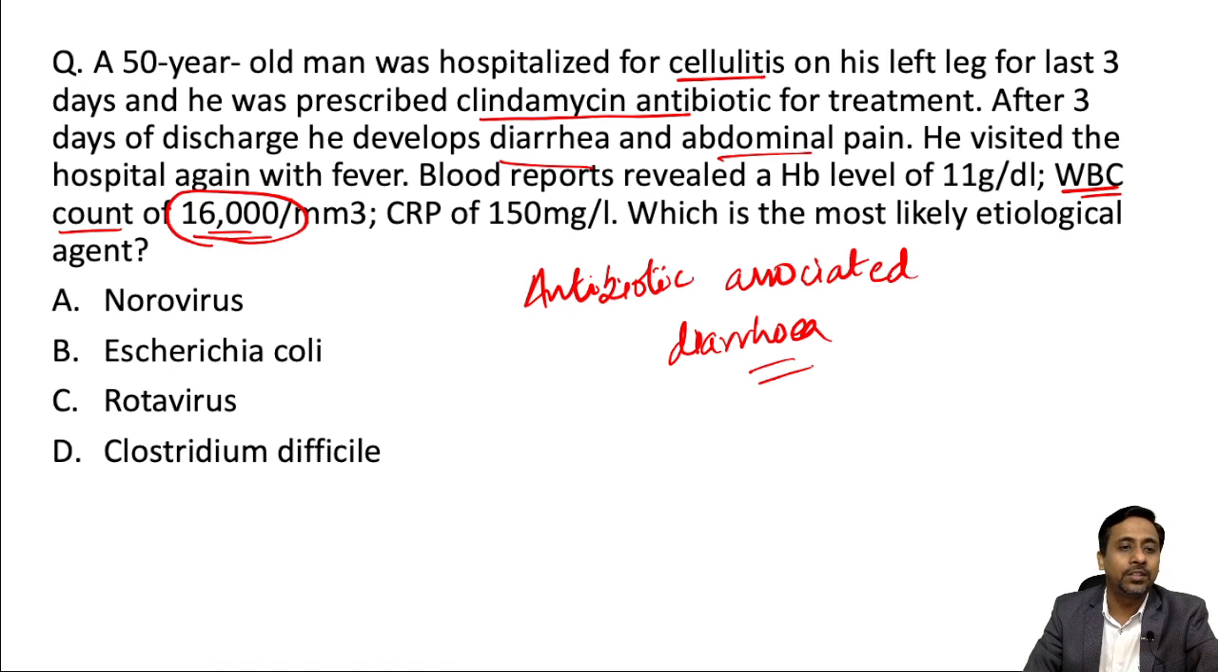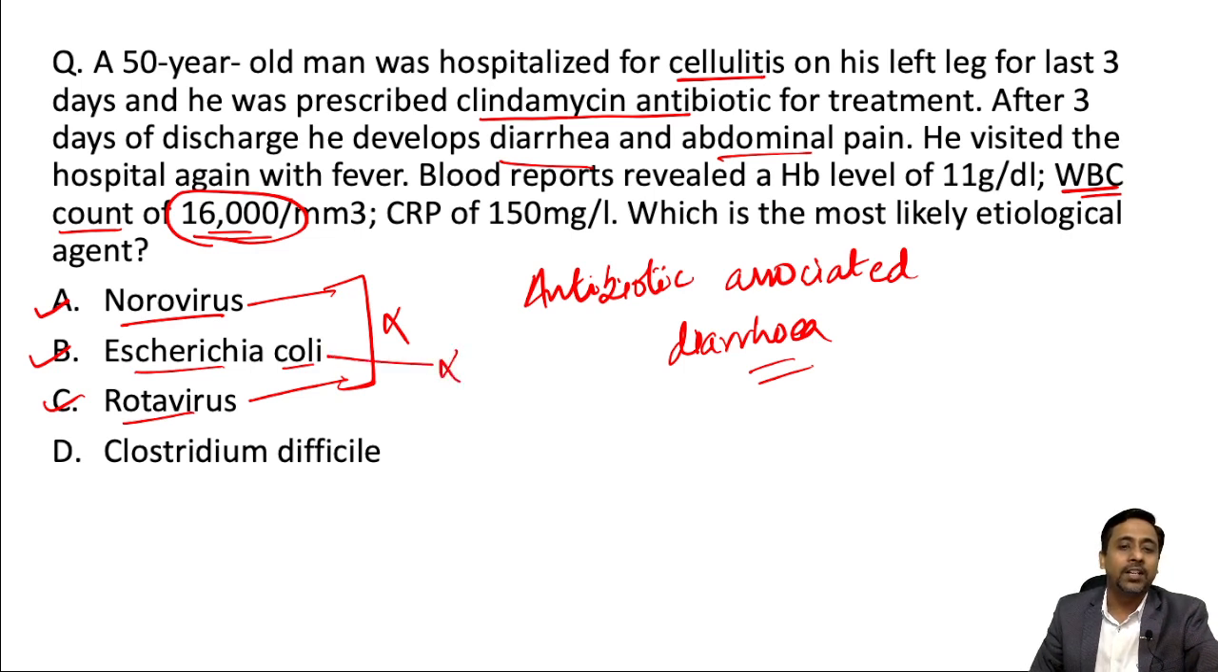For that, let's see the options. Option A, norovirus and rotavirus, are known to cause diarrhea, but they are not associated with antibiotic associated diarrhea, so these two are not correct. E. coli is also known to cause diarrhea, but again it is not associated with antibiotic intake. The only option is Clostridium difficile here. Obviously Clostridium difficile is not the only organism associated with antibiotic associated diarrhea, but the increased WBC count is a clue to Clostridium difficile infection. So the answer to this question is Clostridium difficile.